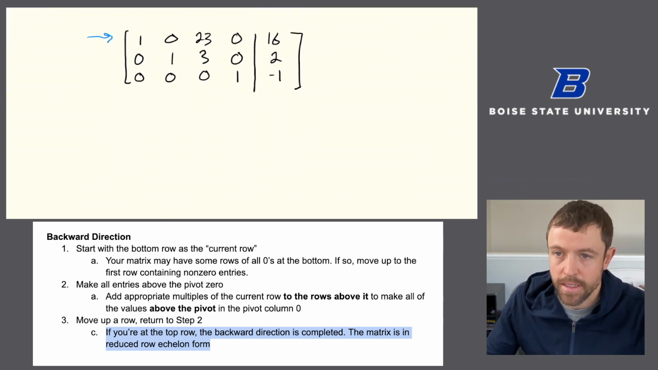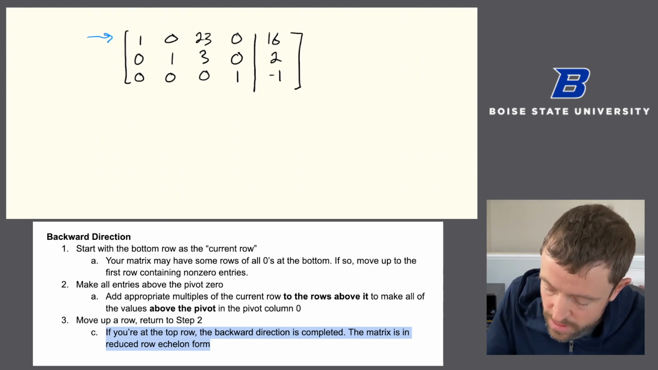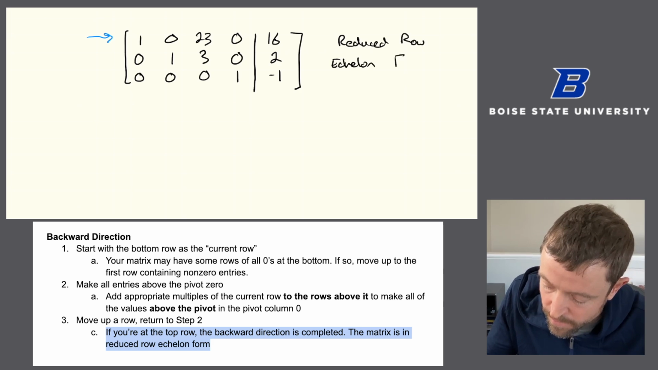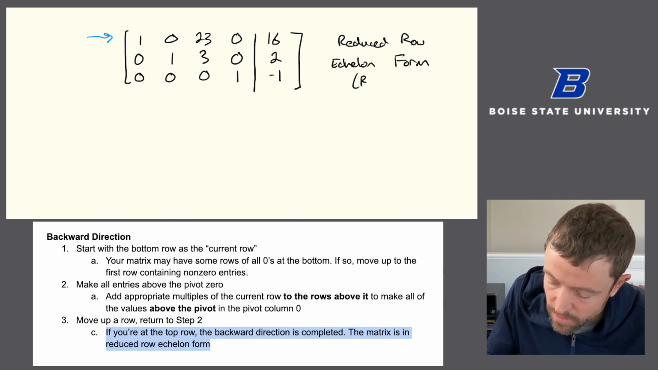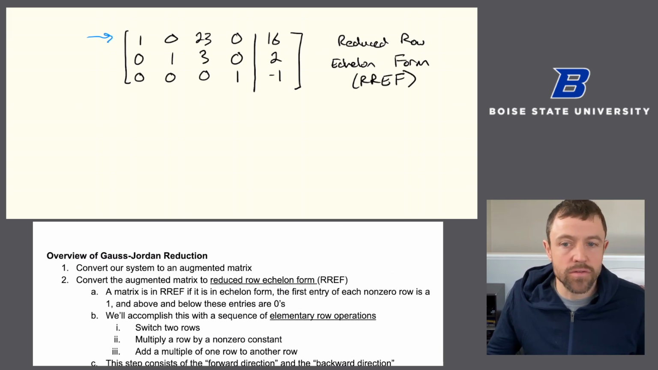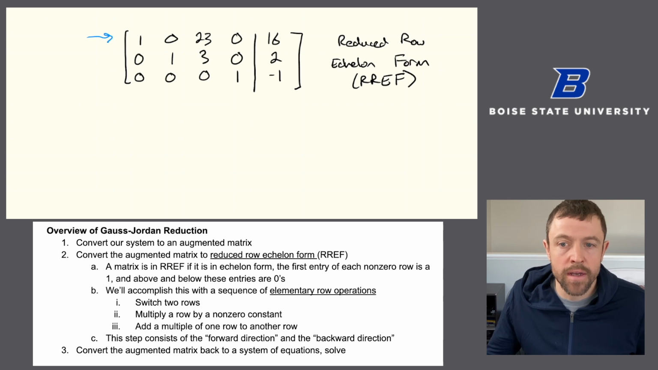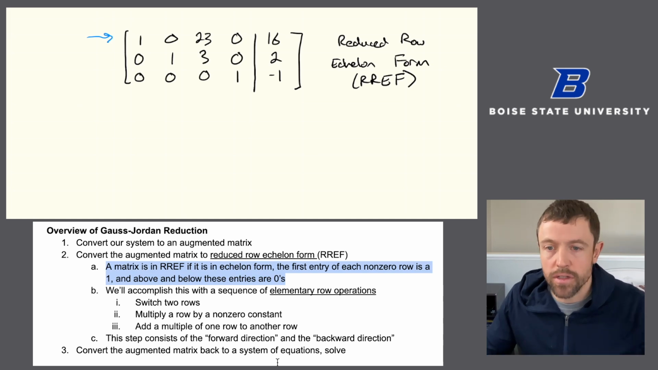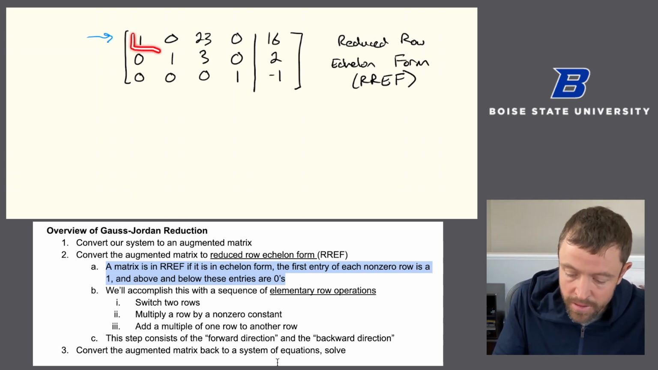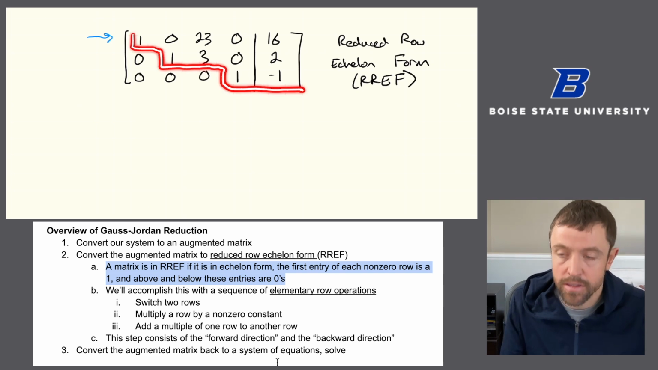All right, so what does this thing mean? What does that mean? So this is in reduced row echelon form. I don't want to have to write this a bunch, so I'll always write RREF. What makes it a matrix in reduced row echelon form? The overview gave a definition, so let's scroll down to this. Okay, so a matrix is in reduced row echelon form, first of all, if it's in echelon form, which it is, right? That we have this staircase shape to it. So it's in echelon form.